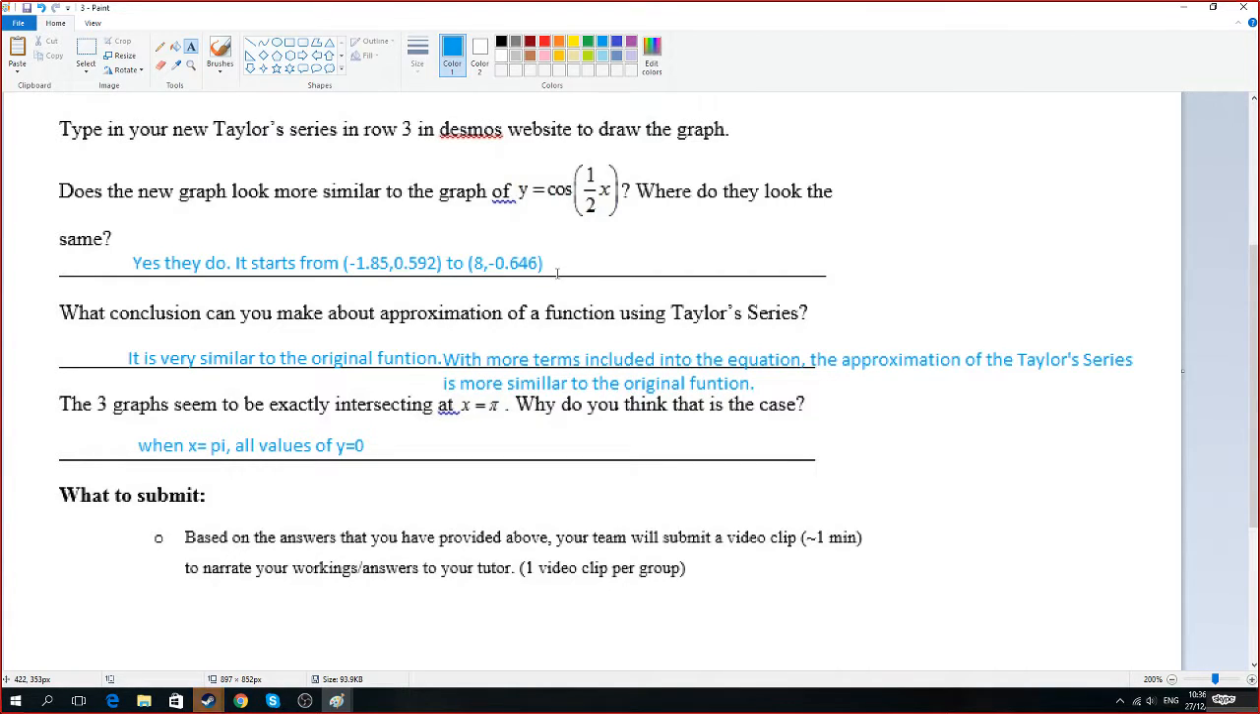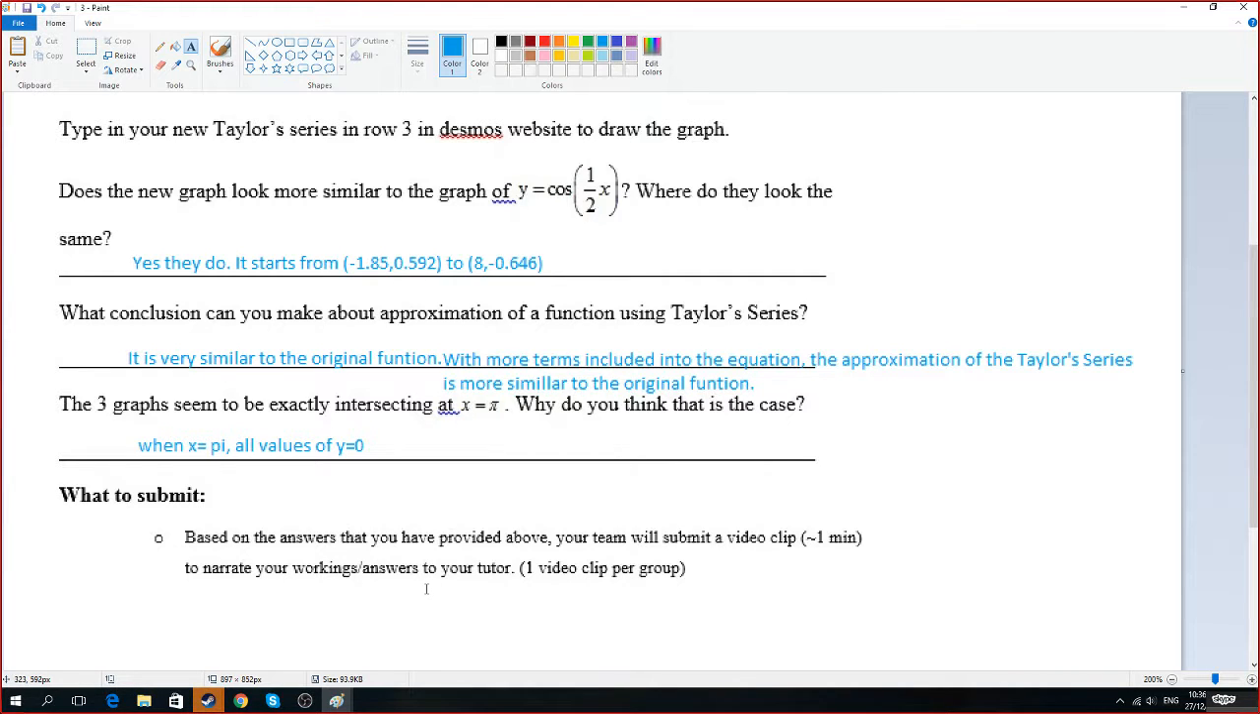They are actually similar, so we can see that it has increased in its range of similarity. In conclusion, with more terms, the approximation of the Taylor series will become more similar to the original function. We know this because the range of the points of intersection of the graphs is now bigger when we add more terms. So that's why the approximation is now more similar to the original function.